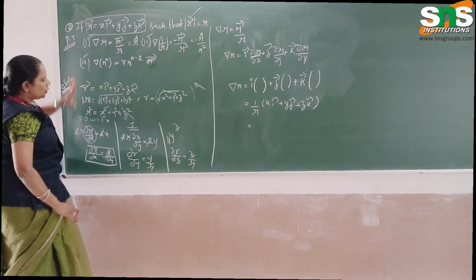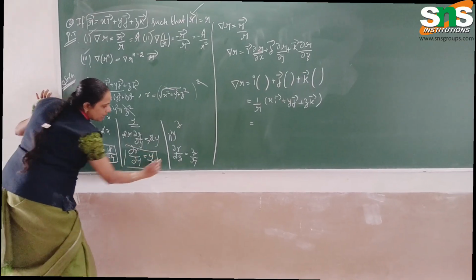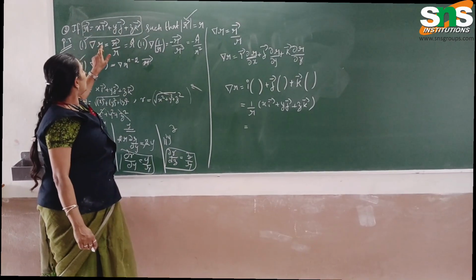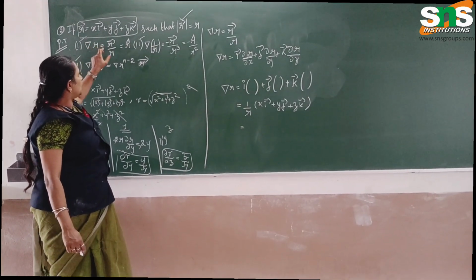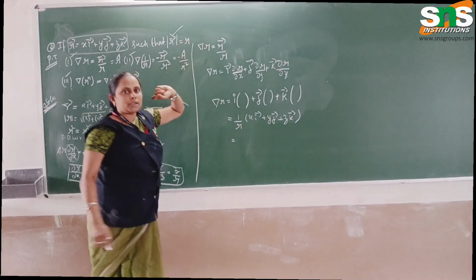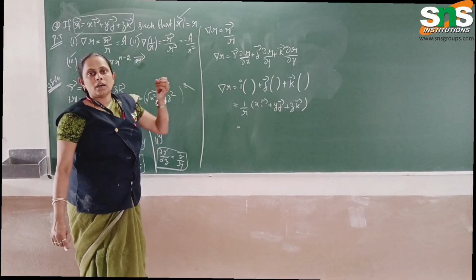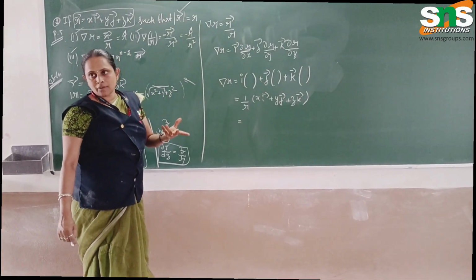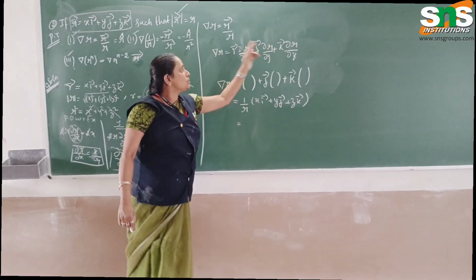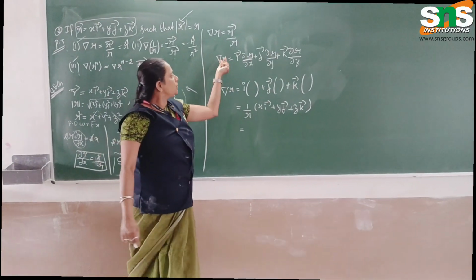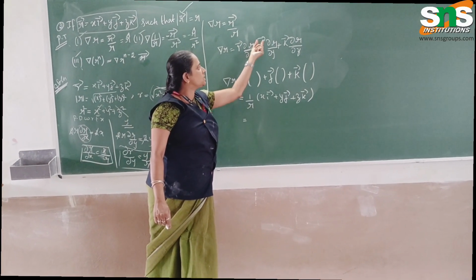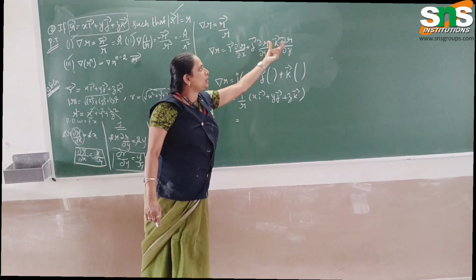Then using these values, we have to find the first one. What is the first one? Del r equal to r vector divided by r. You know what del r is? In the previous class we saw gradient. How can we find the gradient value? I vector dou by dou x of phi, and so on. So instead of phi we have to replace r. That is I vector dou r by dou x plus j vector dou r by dou y plus k vector dou r by dou z.